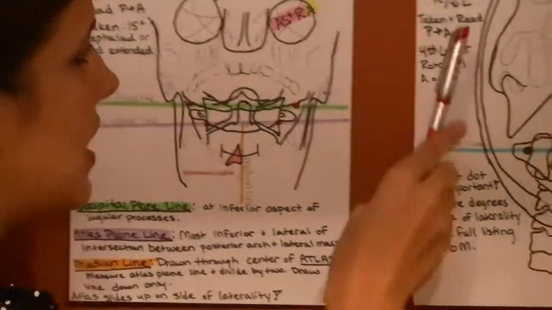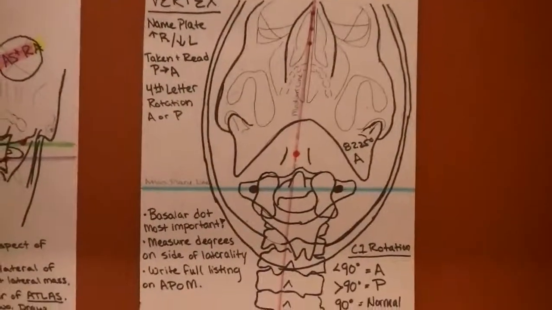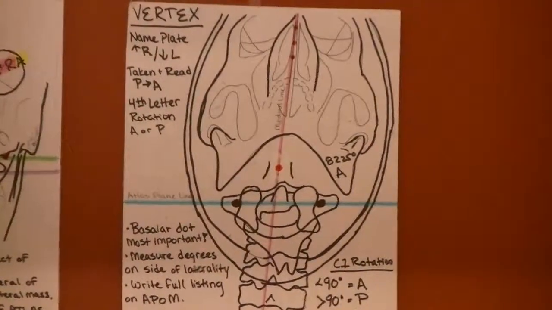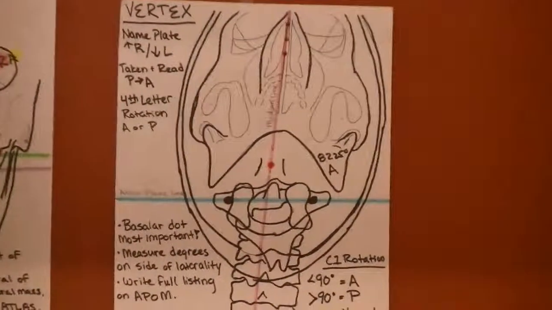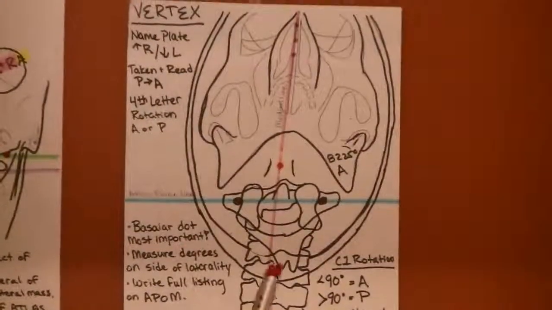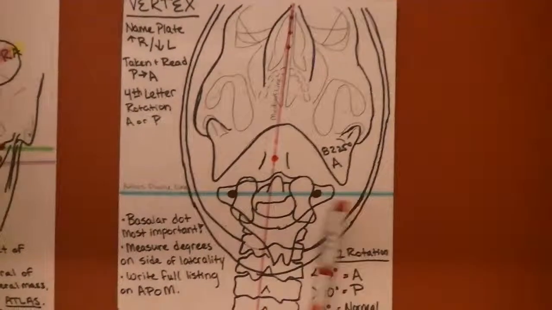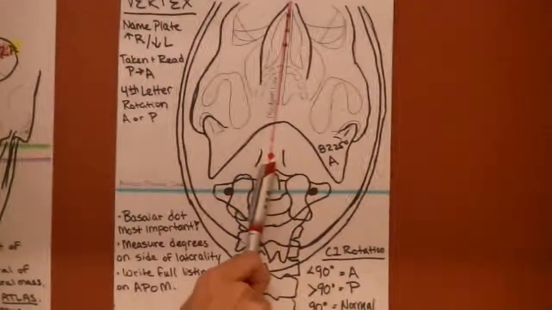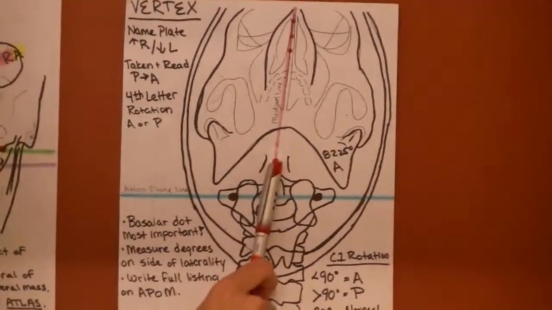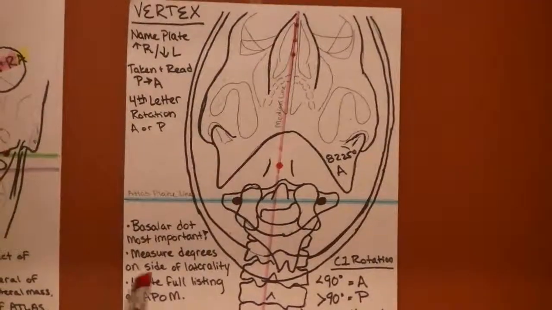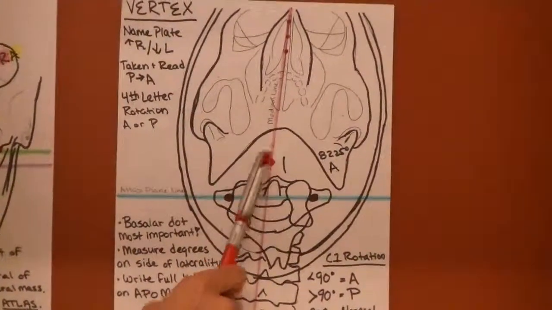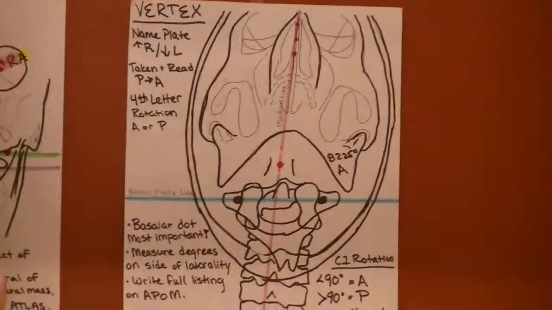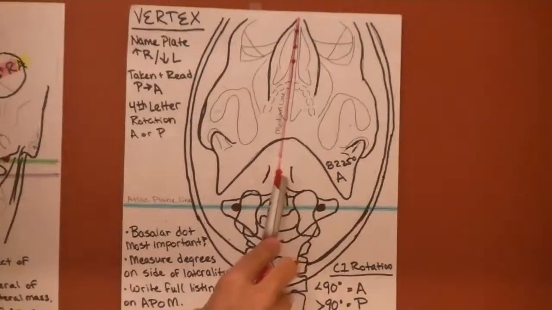And moving on to the vertex, we have nameplate in upper right, lower left. This is taken and read P to A. This will give you the 4th letter, which is your rotation of anterior or posterior. And with this, you have your atlas plane line, which is taken through the jugular foramen right here. The basilar dot on this x-ray is the most important. You have to measure this line and put it in the direct center. The median line is based off of this basilar point as well as your 3 points up here, and you're supposed to pick the line that best fits in between all of these, but it must go through this one.